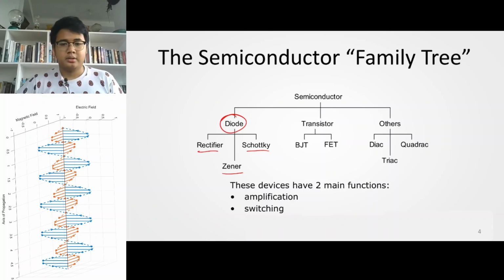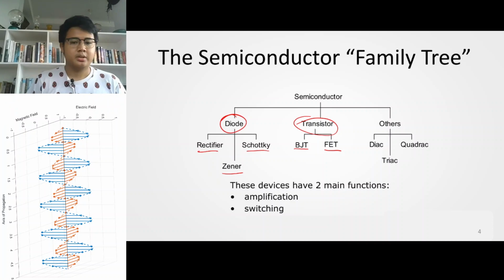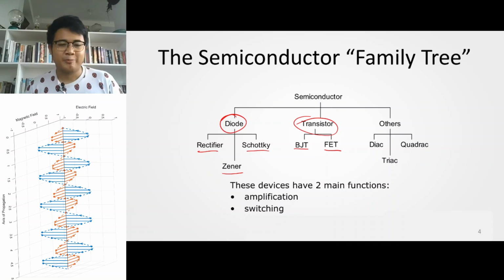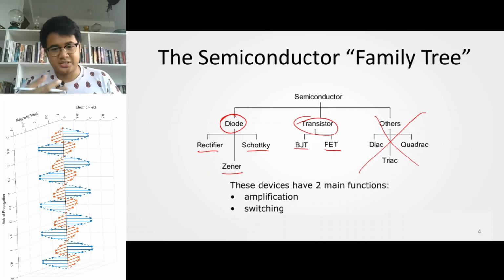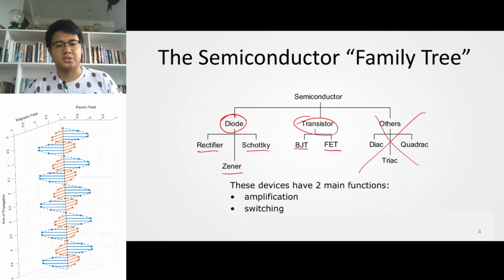Right? Transistor has two types. So the transistor has a bipolar junction transistor, and the other type is the field effect transistor. That's what you see here. Right? And there are also some others aside from diode and transistors that are used extensively in our modern electronics, but we won't talk about that here in this course. So we only consider the transistor for this, specifically the bipolar junction transistor.